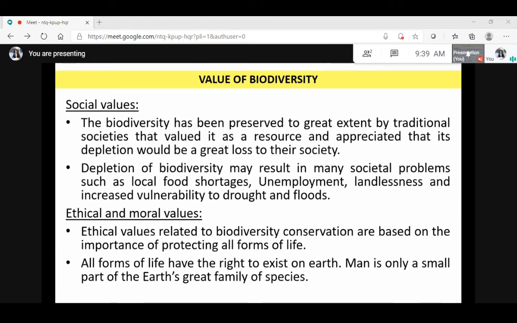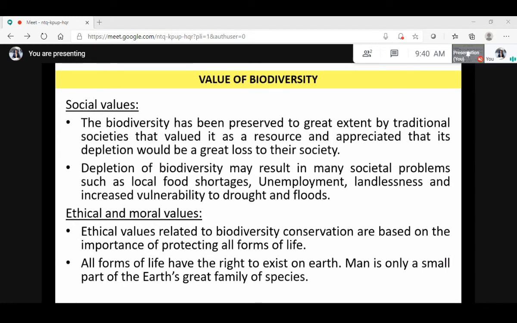What are the social values of biodiversity? The biodiversity has been preserved to a great extent by traditional societies that valued it as a resource and appreciated that its depletion would be a great loss to their society. The depletion of biodiversity may result in many societal problems such as local food shortages, unemployment, landlessness, and increased vulnerability to the droughts and floods.